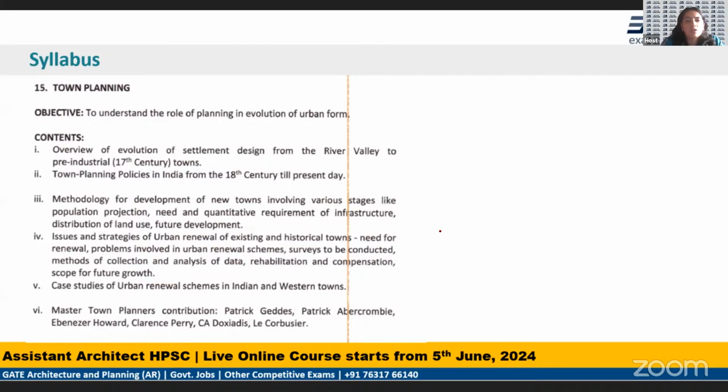Plus more focus on historical towns, urban renewal, plus what all schemes are there, ongoing schemes, surveys, types of surveys that are there, and most importantly, theories by very important planners or their contributions, like contribution by Patrick Geddes, Ebenezer Howard, C.A. Doxiadis, all of these, their theories, right? So the theory of ekistics by C.A. Doxiadis, or neighborhood concept by Clarence Perry. All of these would be important.